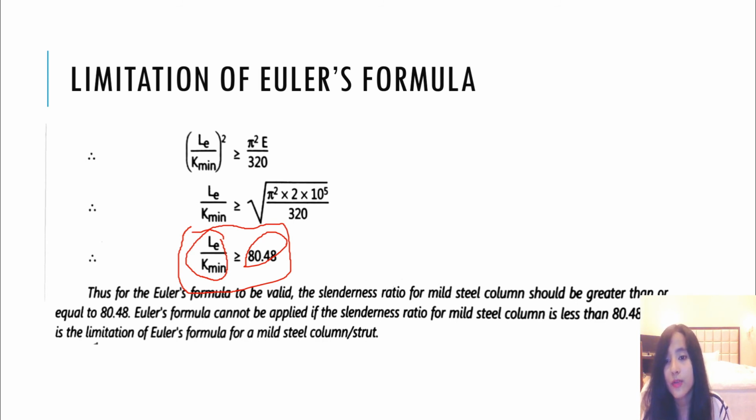If it is not, then we cannot use Euler's formula, it will not be valid. So Euler's formula cannot be applied if the slenderness ratio for a mild steel column is less than 80.48. If it comes less than 80.48, then we cannot use Euler's formula. This is the limitation of Euler's formula. So this is the main limitation of Euler's formula.